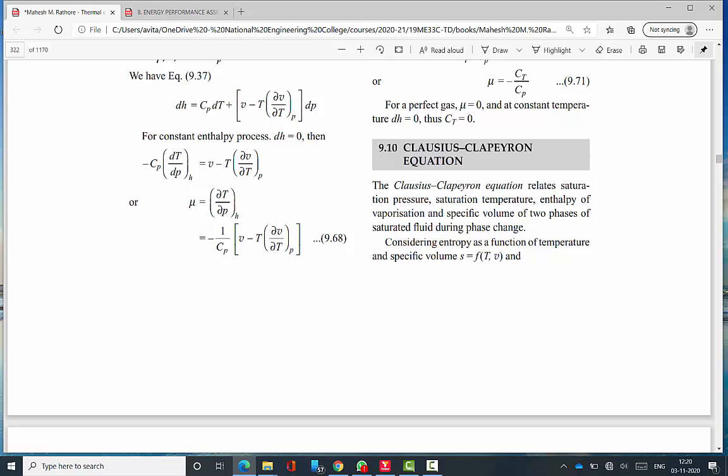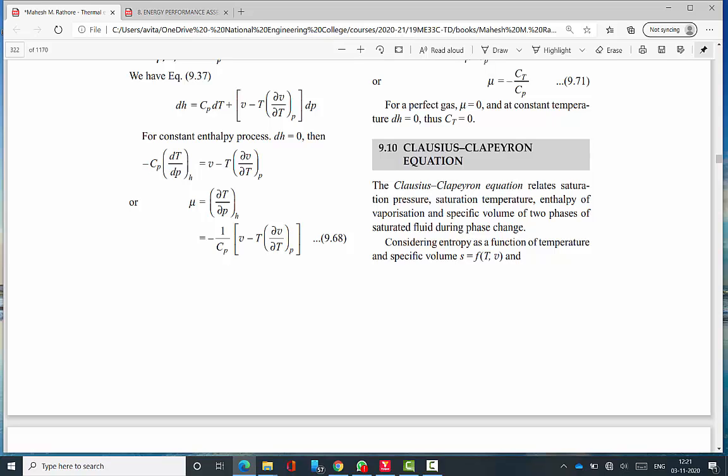Similarly, if you boil water, up to 100 degrees Celsius the water temperature is continuously rising. Afterwards, the water starts to change its phase from liquid to gas. During that time also the temperature remains constant. This process is called vaporization. One is freezing, another is vaporization. At that time the temperature and pressure remain constant.